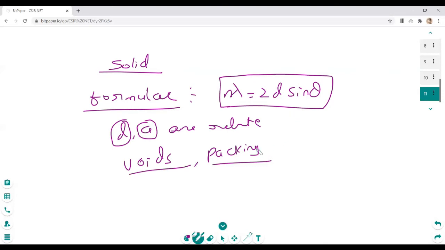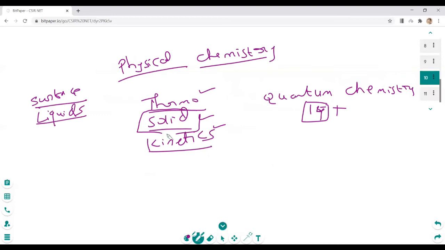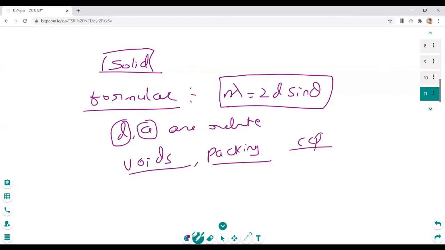For example, in a closed pack system, CCP, how many tetrahedral voids will be there and how many octahedral voids? There is a formula for that. You have to understand that. See, this solid state is all formulae, and of course you have to understand the concept to understand the formulae, but most of the questions will be problem solving. In fact, all of these, thermo, solid state, kinetics, are more about problem solving.